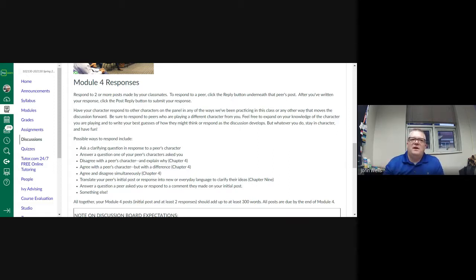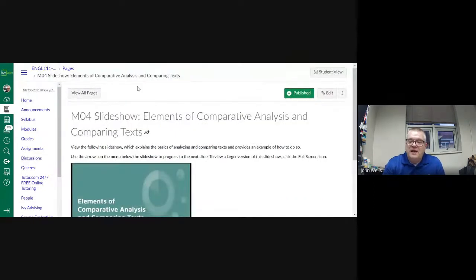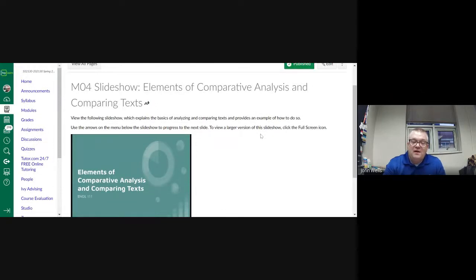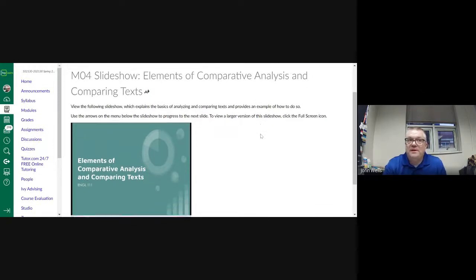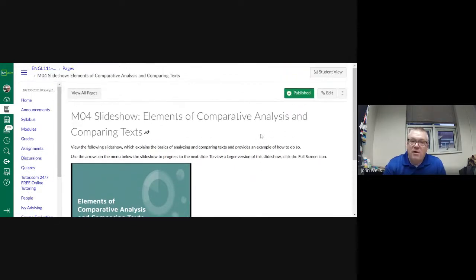And again, we're not looking for, oh, that was a really good job, right? It was a good job because, and then you explain what they did that was done well. There is some information about the elements of comparative analysis and comparing of text. This slideshow walks you through those elements and some of the big key parts of that. So you'll get that information as well. I do believe that will provide you a lot of guidance on how to approach this paper.